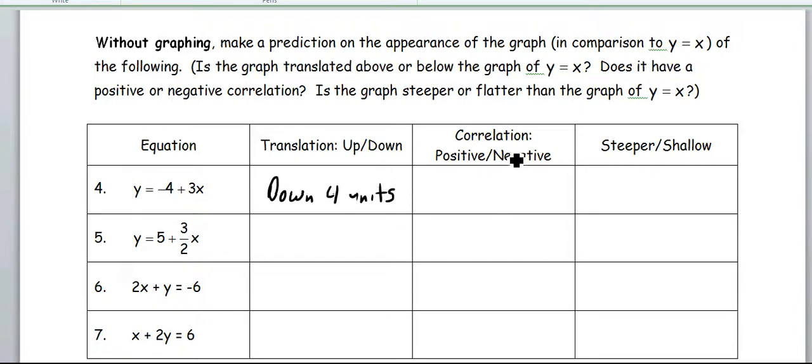Okay? Is the graph going to go up or down? Remember when we talked about that before, we talked about correlation, positive or negative. So it is a positive correlation. Now, is 3x going to be steeper or shallower than x? Now remember, if it was greater than 1, then it was steeper.